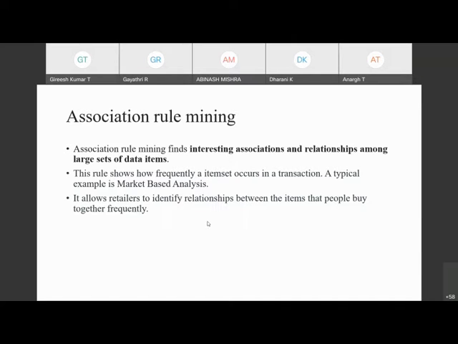So that is the reason we are introducing association rule mining into data mining. That is the basic idea behind association rule mining. So I think this is clear: it shows how frequently items occur in a transaction, a typical example being market-based analysis. Go to the next slide.